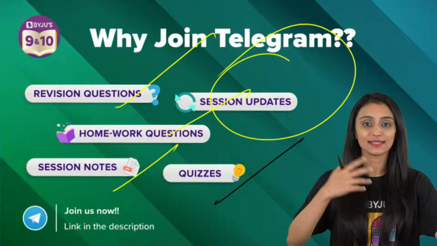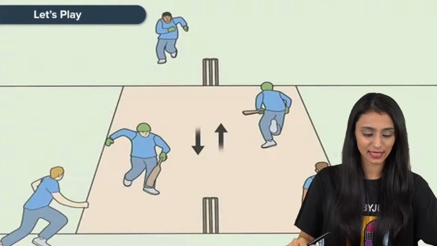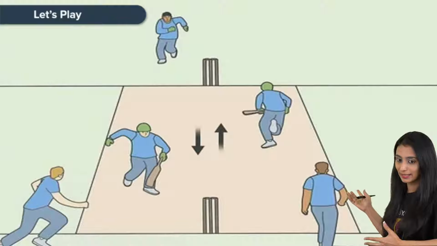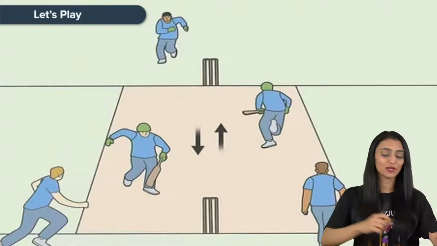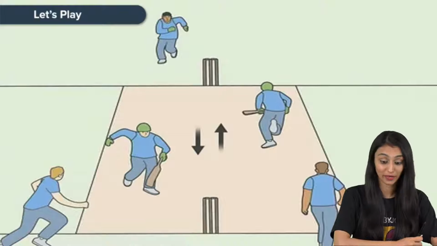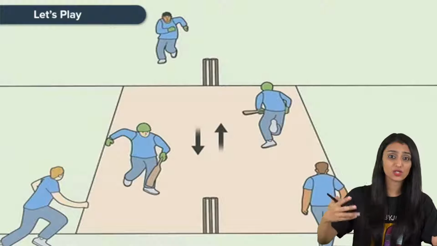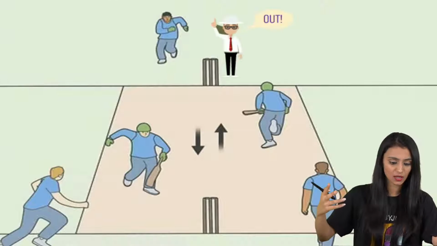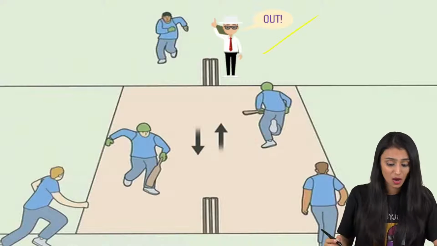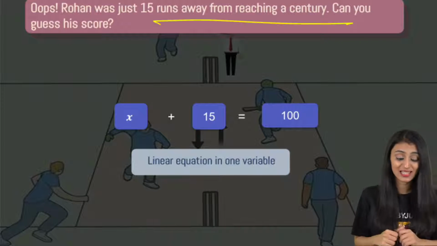So before I start off, let's consider a scenario to have a better understanding. So here what we can see is that players are playing cricket, right? Now, one of the batsmen over here is basically Rohan, and he's a very good player. Generally he reaches a century. Oh, what happened? Umpire just said that he got out. So Rohan was just 15 runs away from reaching a century this time.